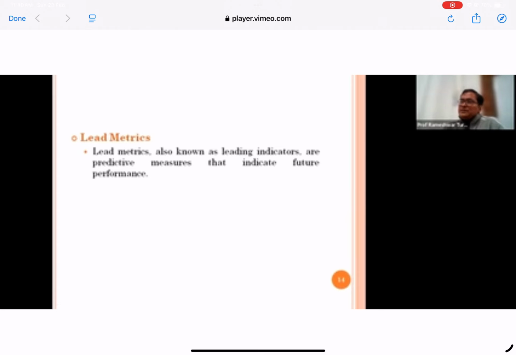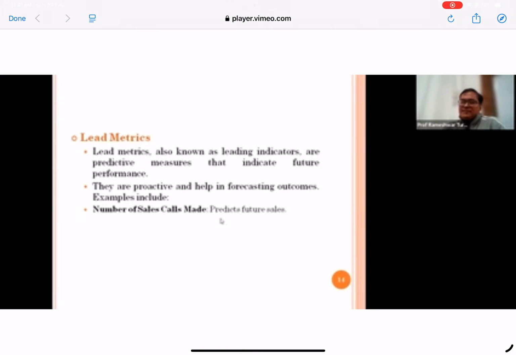Suppose you want to enroll people in a particular program, and this year you are getting a lot of inquiries about this program. It's an indication that probably you will get more leads this year. So this is a lead metric. They help in forecasting outcomes. For example, the number of sales calls made helps us predict sales. The higher the number of sales calls, generally the more sales, provided other conditions remain the same.